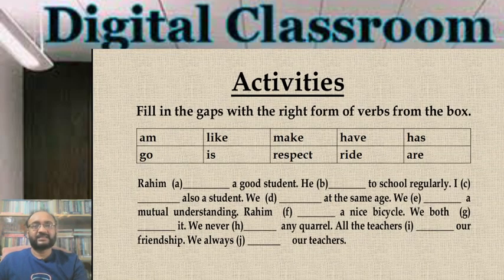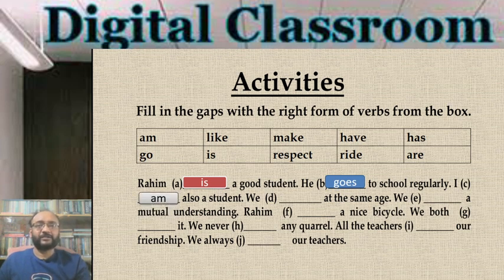So there is an activity. Rahim dash a good student. What will be? Rahim is a good student. He what? He goes to school regularly. I what? I am also a student. We are at the same age. We dash what? We have a mutual understanding. Rahim what? Has a nice bicycle. We both dash what? Ride it.